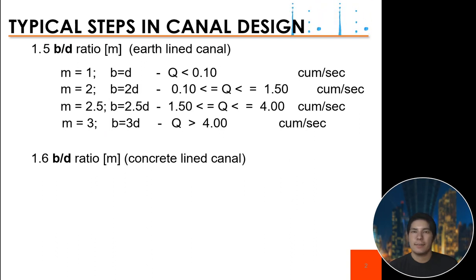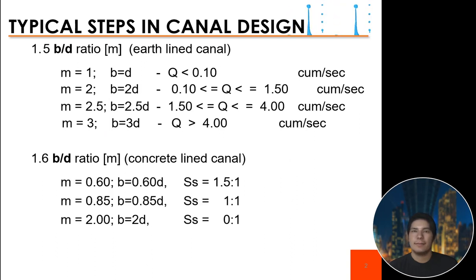So for concrete line canal, yung M natin is 0.6 pag yung side slope is 1.5 is to 1. 0.85 pag yung side slope is 1 is to 1. And M equals to pag yung side slope is 0 is to 1.